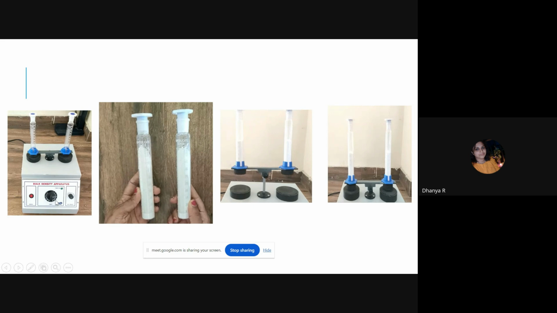Now there are digital density meters also. In that, digital readings would be coming, and you will be having two measuring jars in this density apparatus. It's advisable to take the same sample in both the measuring jars. You can also take different drug samples in both the jars, and you have to give the desired number of strokes. First, you can give 50 strokes or 100 strokes, and then when the weight comes to a constant, you can stop the procedure.